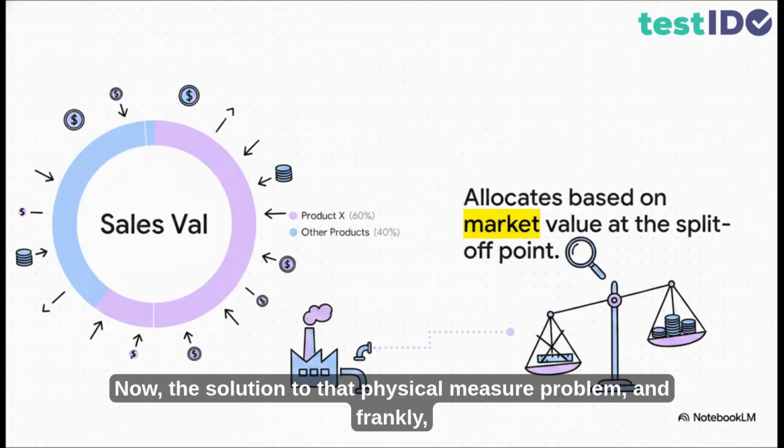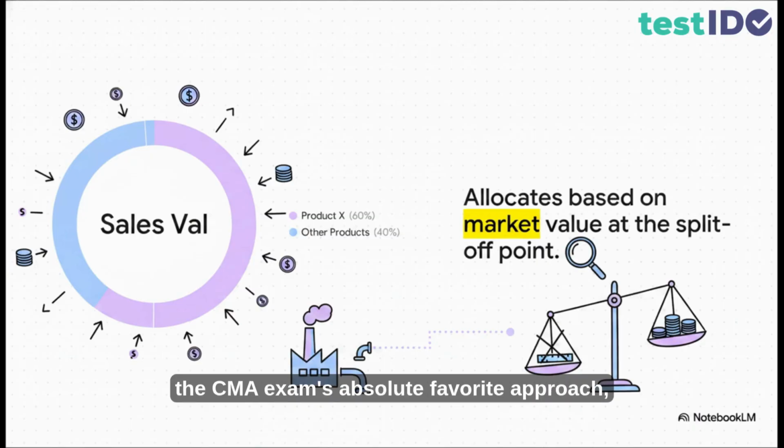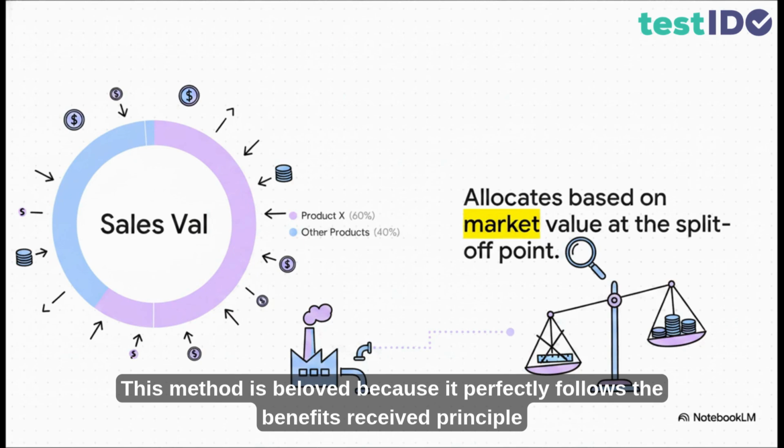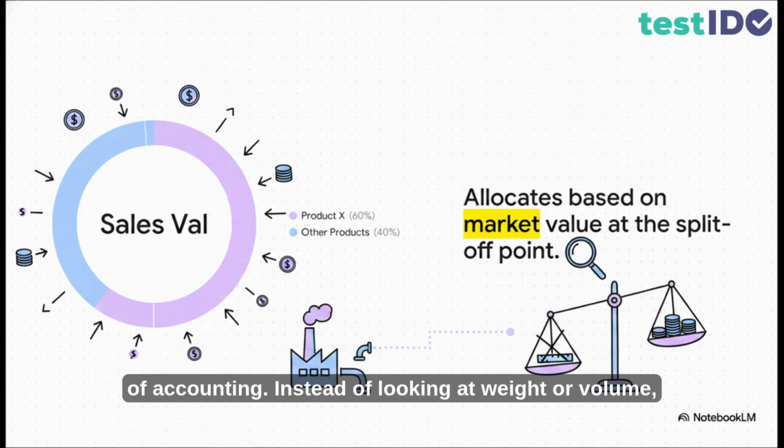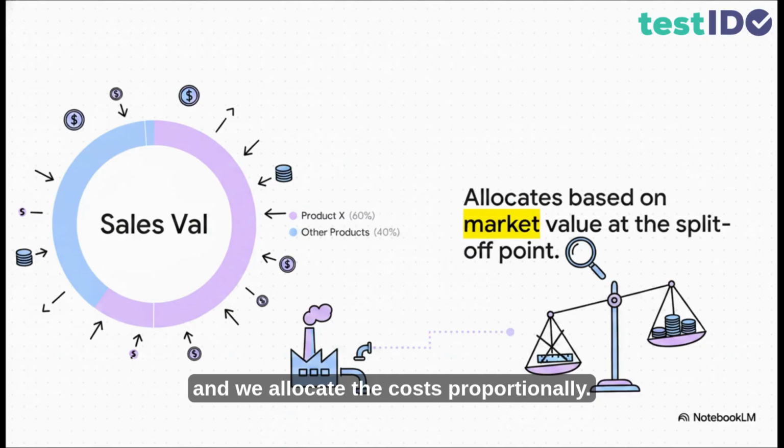Now, the solution to that physical measure problem, and frankly, the CMA exam's absolute favorite approach, is the sales value at split-off method. This method is beloved because it perfectly follows the benefits received principle of accounting. Instead of looking at weight or volume, we look at what the products could actually sell for on the open market exactly at the split-off point, and we allocate the cost proportionally.